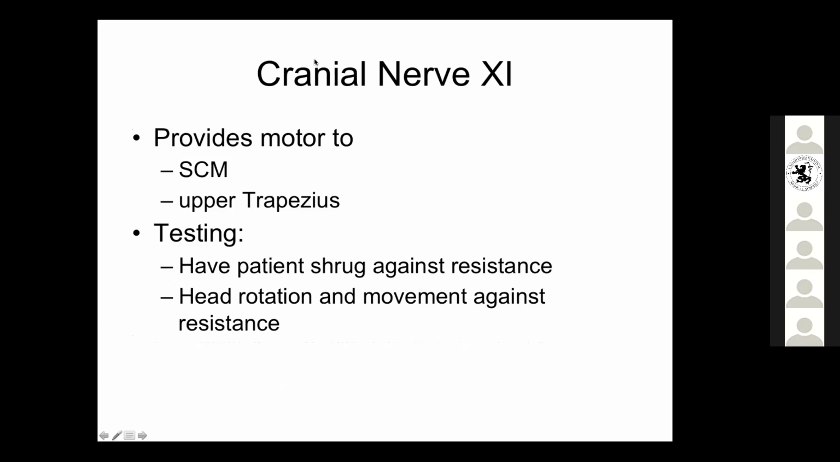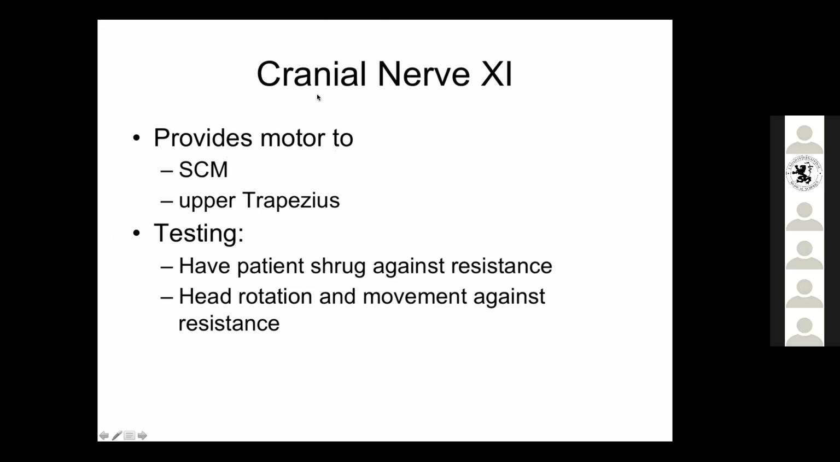Cranial nerve 11, which is the accessory nerve, provides motor innervation to the sternocleidomastoid and the trapezius. So you ask the patient to shrug their shoulders against resistance and rotate their head to be able to test if this nerve is functioning properly or not.